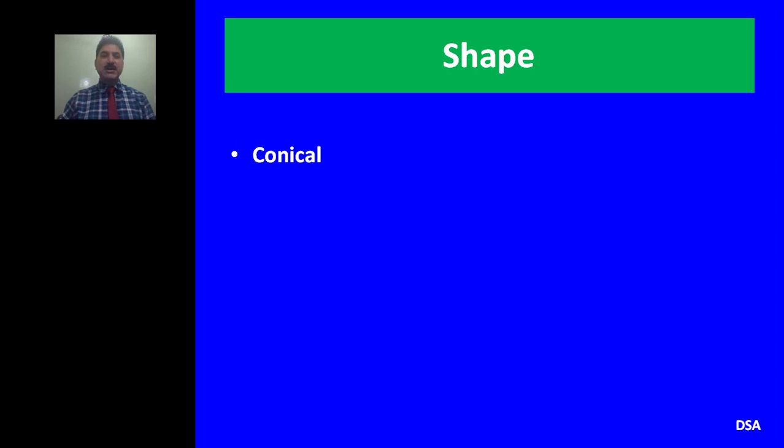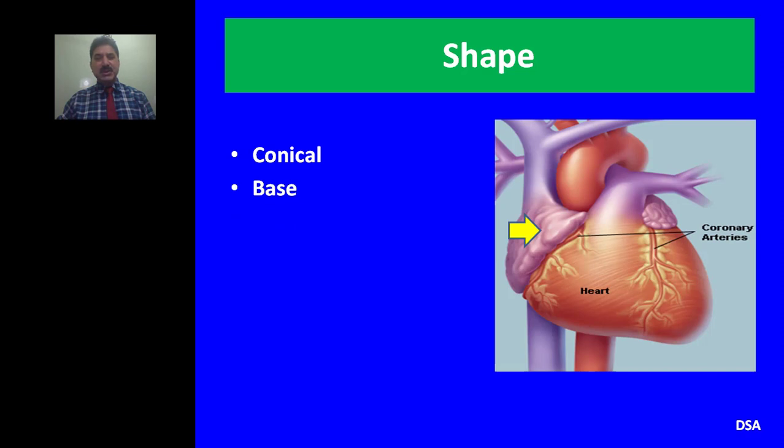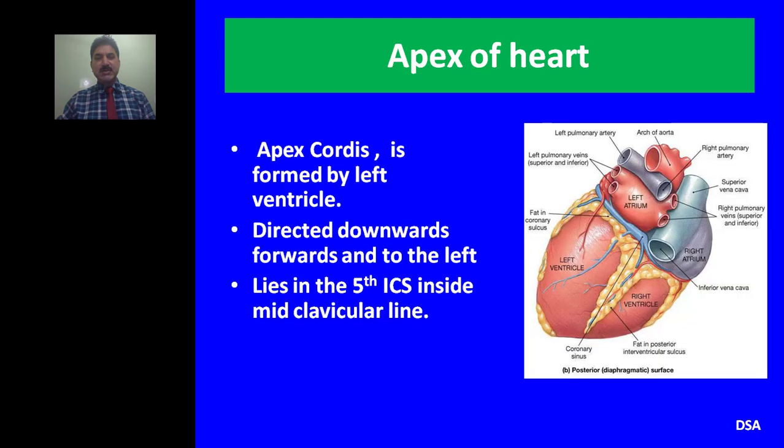What is shape of heart? Heart is conical in shape. It has a base and apex. Base of the heart faces posteriorly. It is formed by right and left atria, while its apex of heart faces downwards, forwards, and to the left. It lies in the fifth intercostal space inside mid-clavicular line.